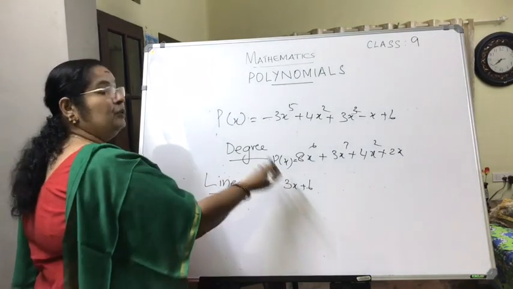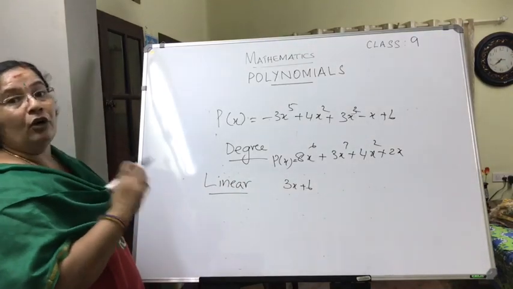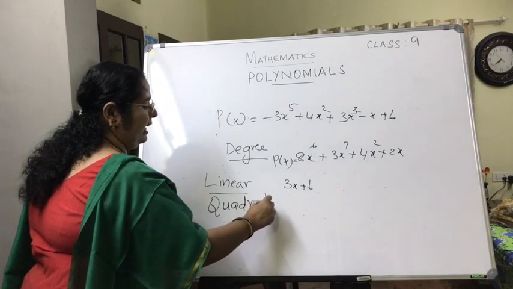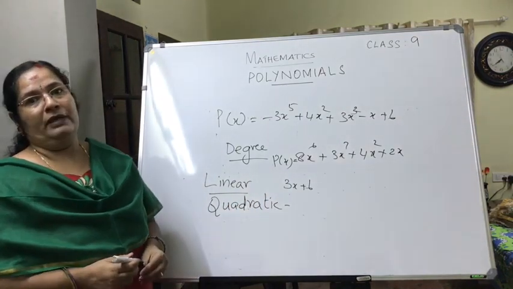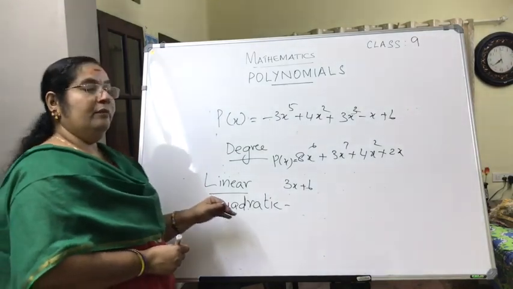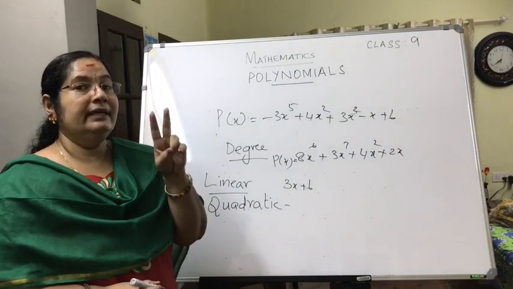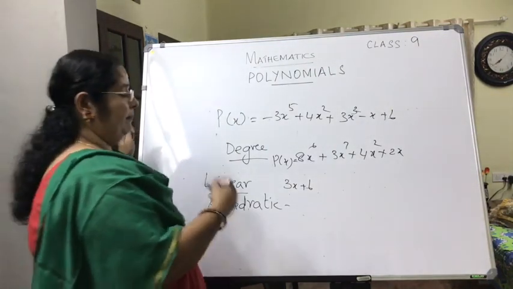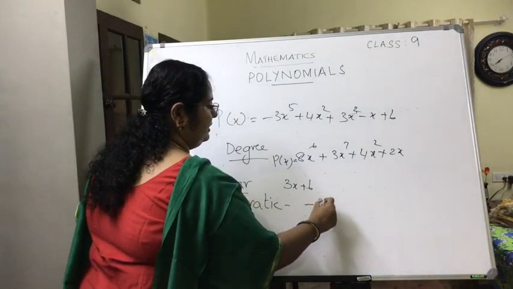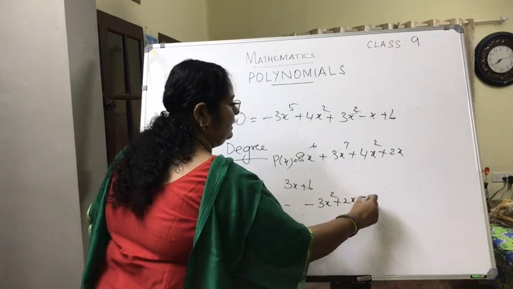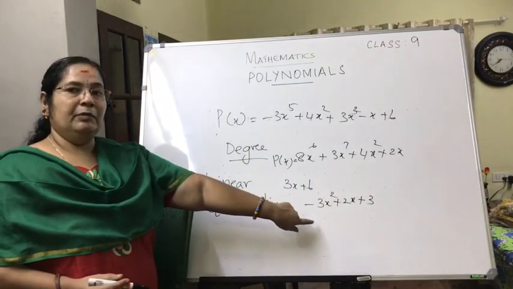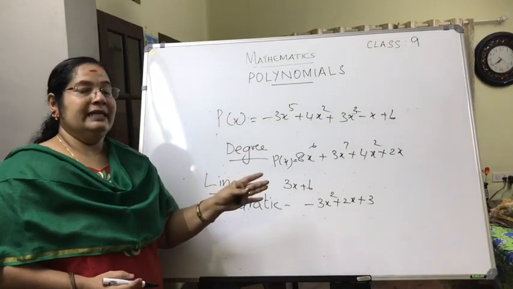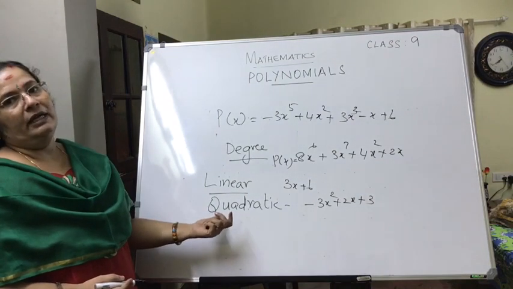If the highest degree is 2, we call it a quadratic, Q-U-A-D-R-A-T-I-C, polynomial. Quadratic means a polynomial whose degree is 2. Degree means highest power is 2. Let us take one example for a quadratic polynomial. You can take it as, say, minus 3x square plus 2x plus 3. This is a quadratic polynomial. Why? The highest power of the variable is 2, and that we call degree. So if degree is 2, it is a quadratic polynomial.